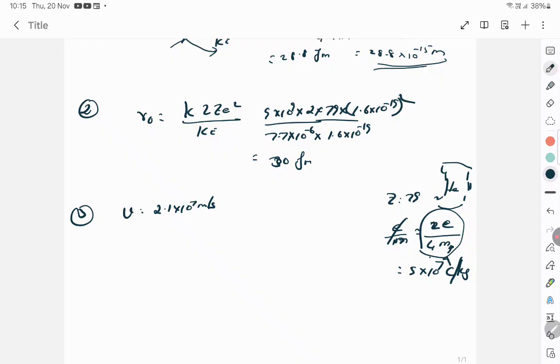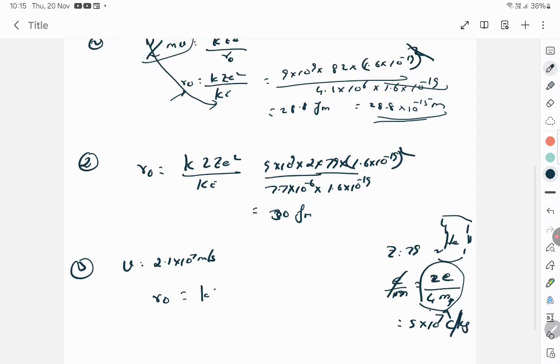Find the distance of closest approach. The formula for distance of closest approach for an alpha particle with a gold foil is the same formula: k times Ze square by half kinetic energy. Is the kinetic energy given? No. They've given velocity. So write it as half m v square and plug in this value of v in here. You know the charge by mass, but you don't need this 2e separately.